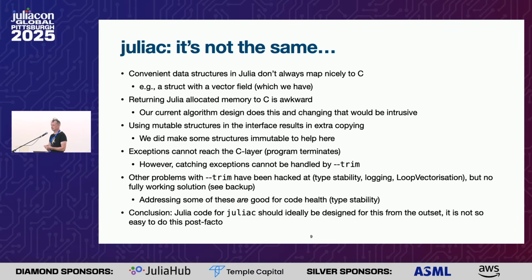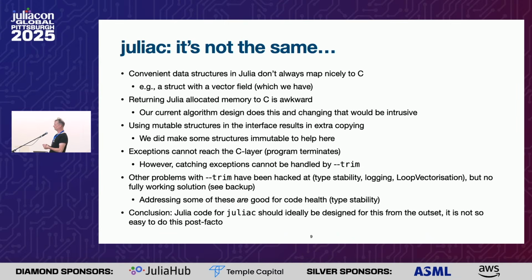Certainly, we've made some efforts to try and make the structures immutable. These were actually not too harmful on the Julia side to have mutable, but on the C side, it definitely helps to make them immutable, so we've done that as well. We're scratching our heads to think about exceptions because we can't trim the library and have exceptions as well, so we might have to change the way the error handling is done.